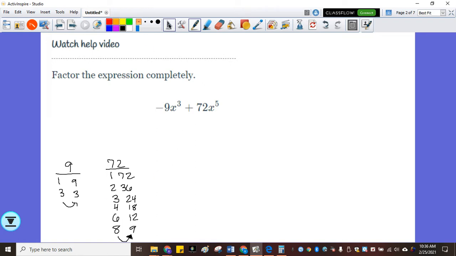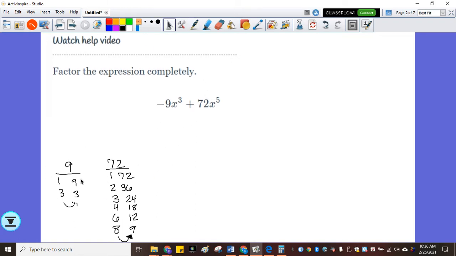So what is our greatest common factor of just the numbers? Just focusing on the numbers, what's the biggest number that goes into both of those? 9. I'll write it so you can see what I'm doing. 9 goes into both of these. So here's 9 and 9.